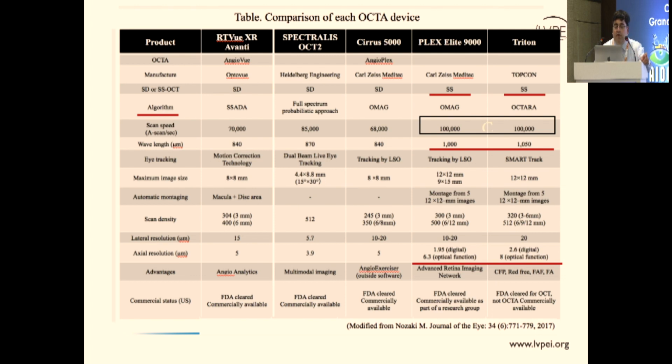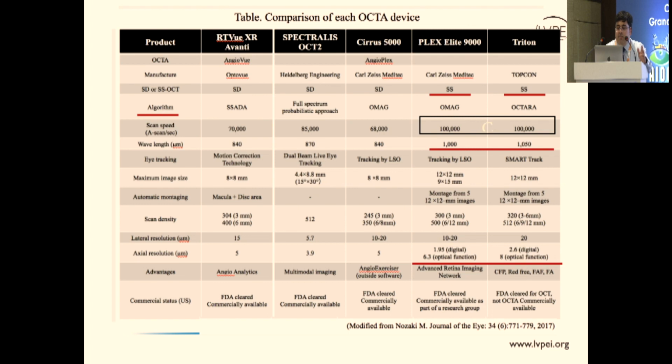The first difference that one has to look at is what kind of OCT machine we are looking at. The RTVue XR Avanti, the Spectralis and the Cirrus are spectral domain OCTs, while the Plex Elite 9000 and Triton are swept source OCTs. As we know, swept source OCT gives more depth enhancement, or deeper penetration, so your depth evaluation is a lot better. So that's one thing wherein they differ in the platform used for OCT angio.